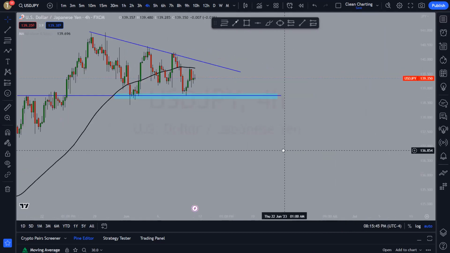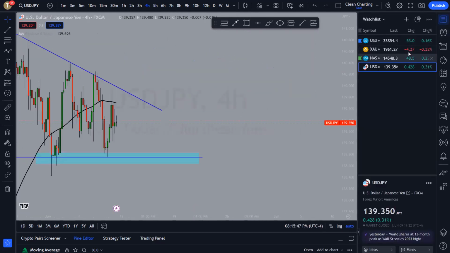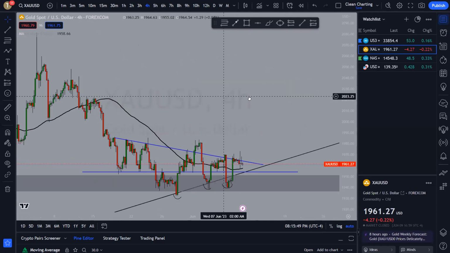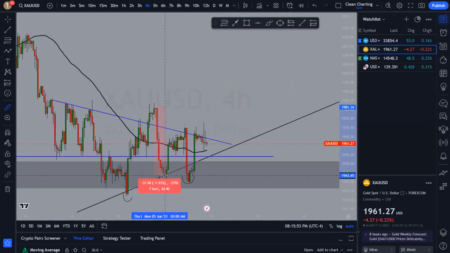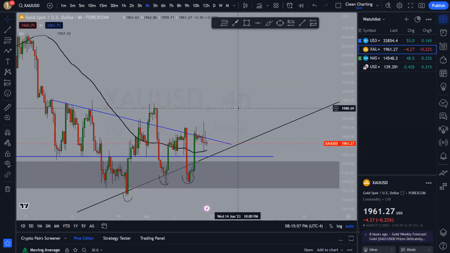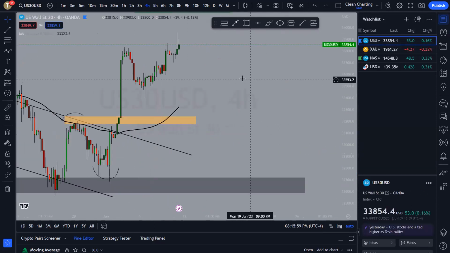But as you can see, this is what we got. So gold, waiting for gold to do something. I love her. She's very beautiful. She gives you money, you know what I'm saying? 300 pips in a couple hours, a couple days. You make money. US30 also, you know what I'm saying?